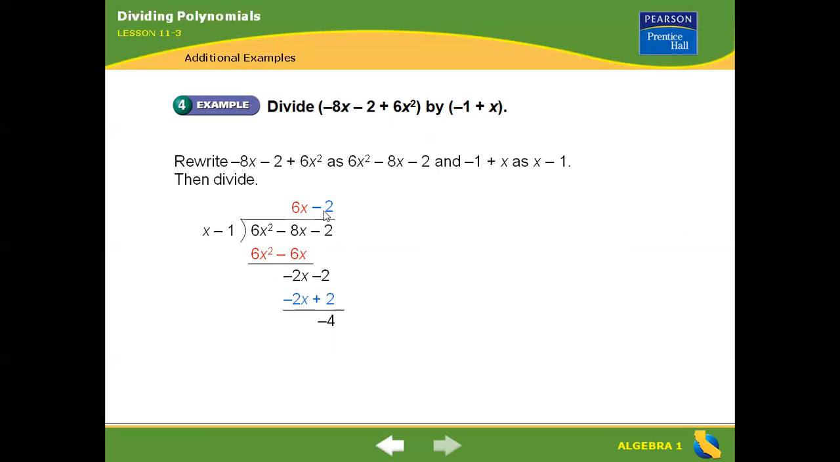The quotient, multiply negative 2 times x, that is negative 2x. Negative 2 times negative 1, that's positive 2. Subtract, this one is 0. This one would be negative 4. So the quotient now would be 6x minus 2 minus 4 over x minus 1.